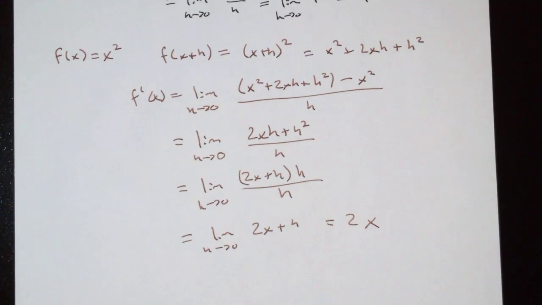Going with our drawing image, the graph of x squared is a parabola. As we go from left to right, this side, the left side, is going down. Those slopes should be negative. The right side's going up. Those slopes should be positive. The graph of 2x is a straight line. It's negative on the left. It's positive on the right. This jives with my intuition.